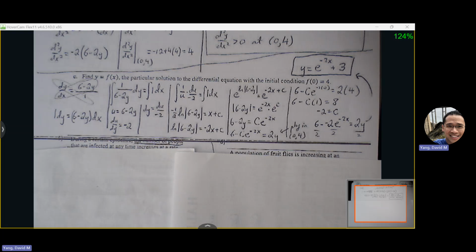The thing that's a little bit more challenging with differential equations is that there's just a lot of algebra. Once we get past the antiderivative stage, we still have to go through a bunch of algebra to solve for C, and then there's solving for y.